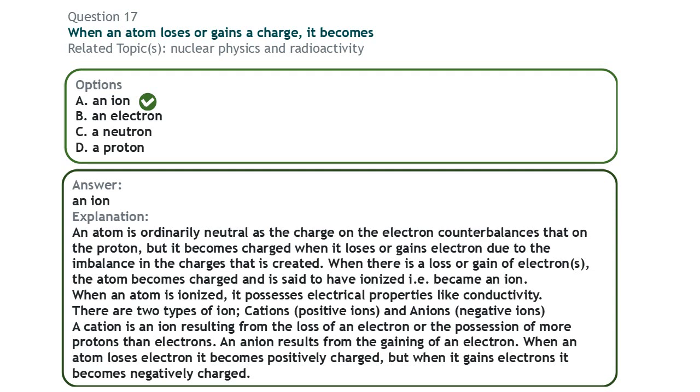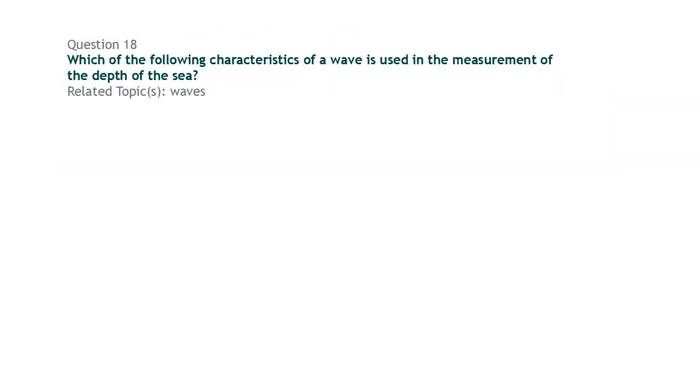That's a cation. But if the atom gains an electron, it means that it will now have more negative charges than positive charges. So it means that the net charge of the atom is going to be negative. That atom will become negatively charged. It will become what we call an anion. So an ion basically is formed when an atom loses or gains a charge or electron. An electron, of course, is a charge.